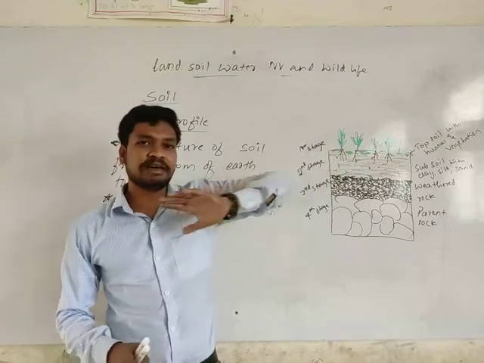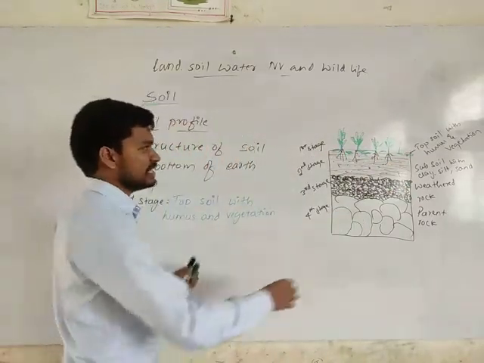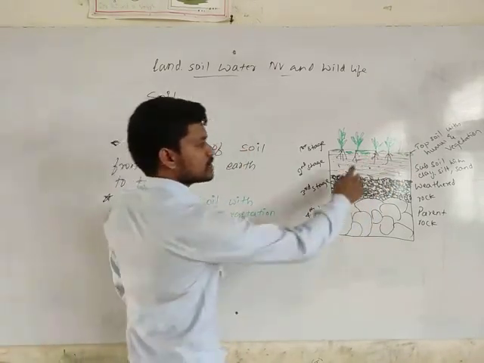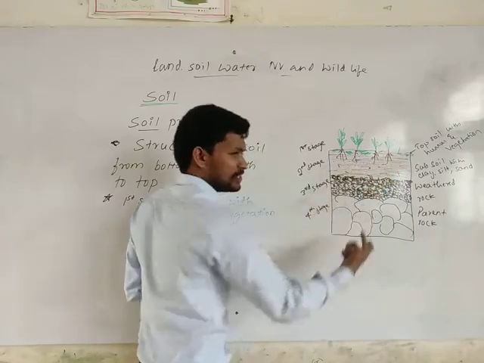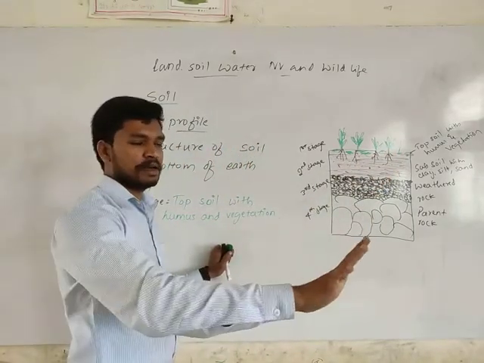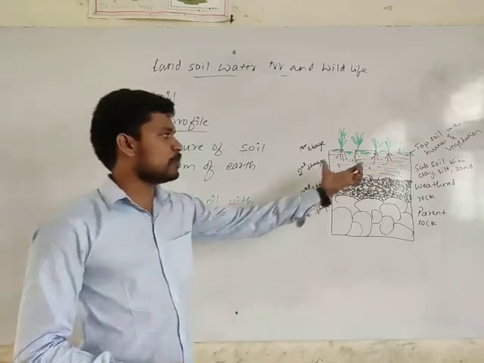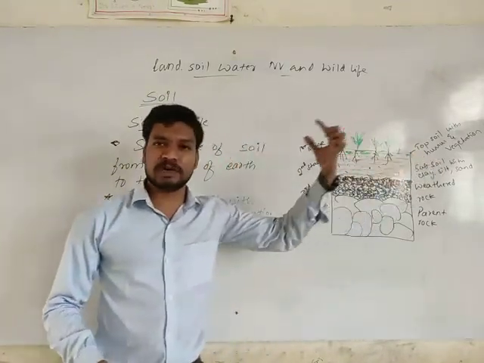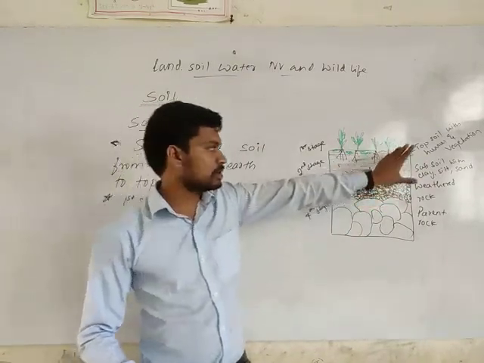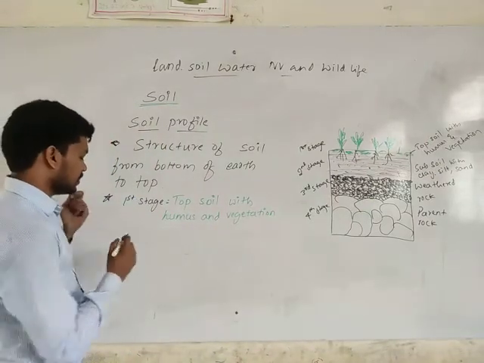So top soil is the ultimate level of soil formation. That is the reason in this we get humus and vegetation. This humus supports the growth of vegetation. What do you mean by vegetation? Vegetation is nothing but plants, a group of plants. This top soil supports the growth of plants, so it's called vegetation. So the top soil has humus and vegetation.